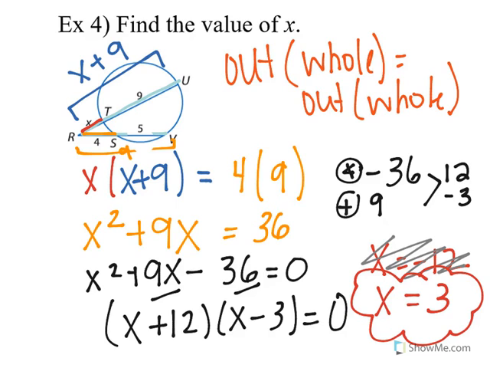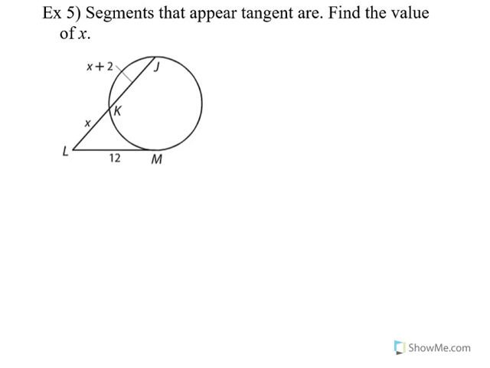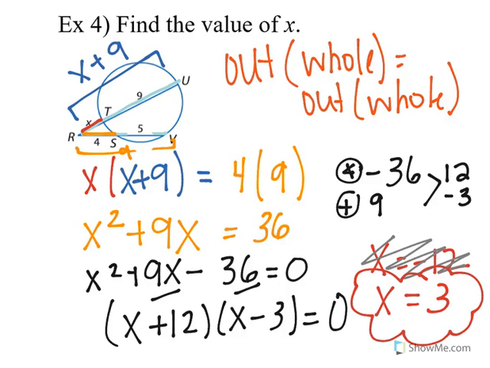And we have one more example to talk about. It's very similar. Go try the problem for this one, and then you want to look at your next example, which I have right here. Example 5 says, segments that appear to be tangent are. So that means that LM is going to be tangent, okay? But JL is a secant. So let's look back at our theorem. We're most likely going to use theorem 10.17. Outside times whole equals outside times whole.